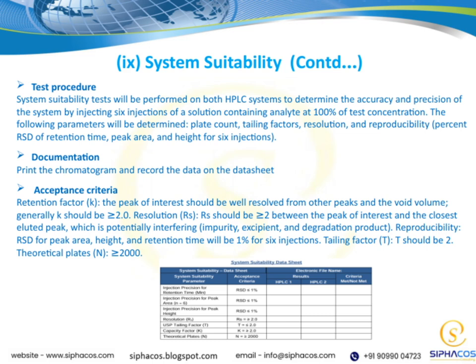These include the plate count, which indicates the efficiency of the column, the tailing factors, which tell us about peak symmetry, the resolution, to see how well the peaks are separated, and reproducibility, which we measure by calculating the % RSD of retention time, peak area, and peak height across those 6 injections.